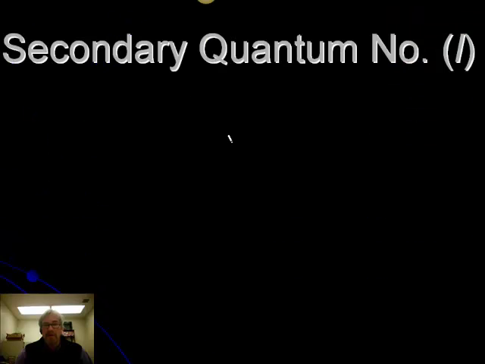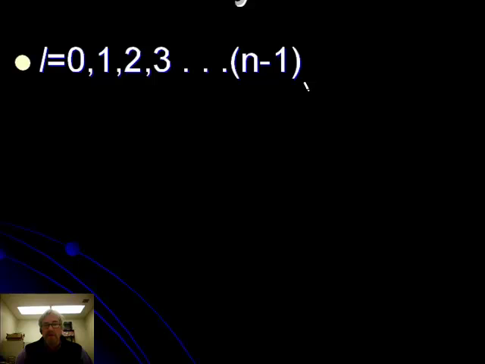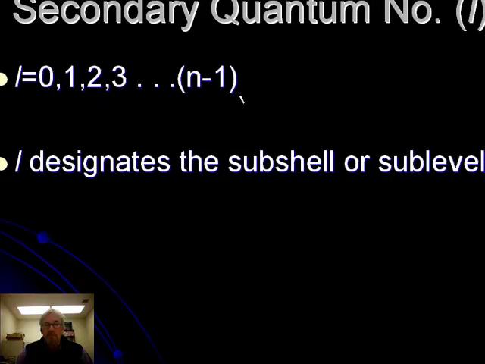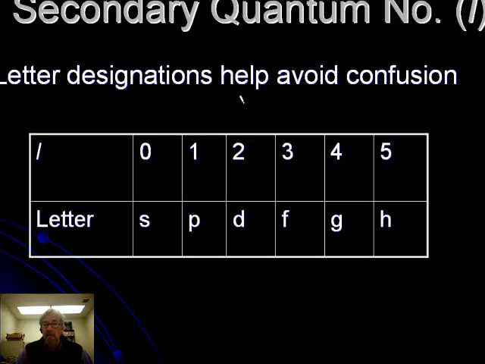The secondary quantum number, which is l, has a range as well. Starting at 0, it can go up by integers, 0, 1, 2, 3, up to 1 less than n. So the value of l depends on what shell it's in. l designates the individual subshell or sublevel that the electron is in. So if n is your street number, if you're an electron, l is like the house number on your apartment building.